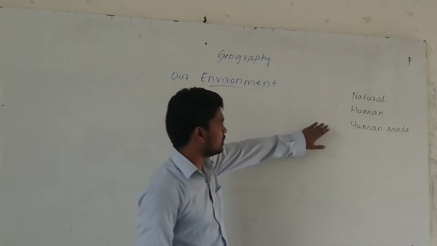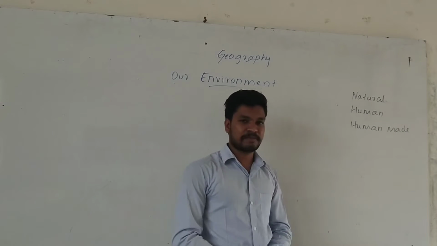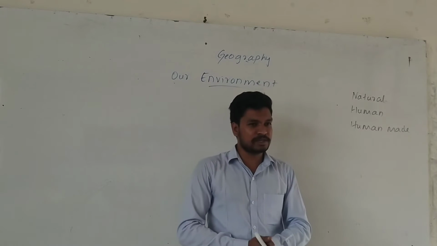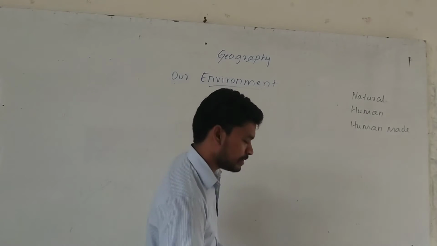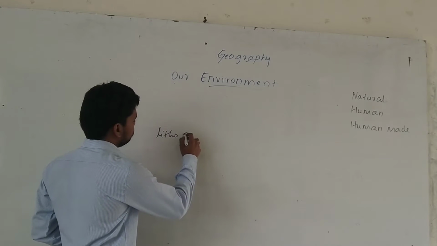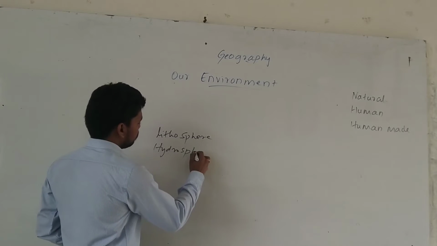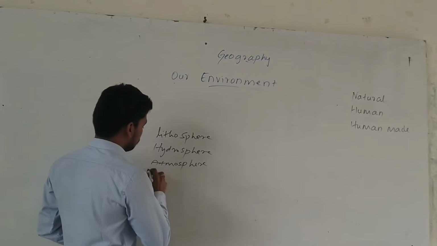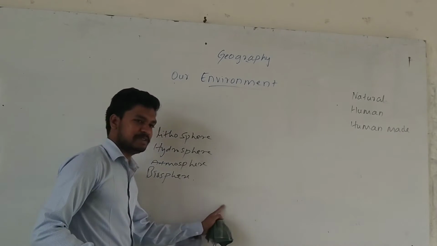We discussed the natural environment in the last class, and there I explained the classifications and the components further. We have four important spheres. What are those? One is the lithosphere, then the hydrosphere, then the atmosphere, then the biosphere. We discussed all four spheres.